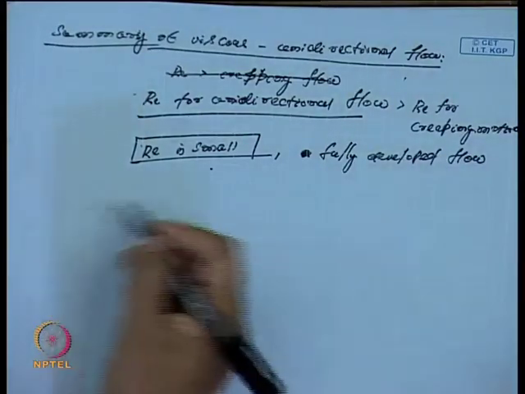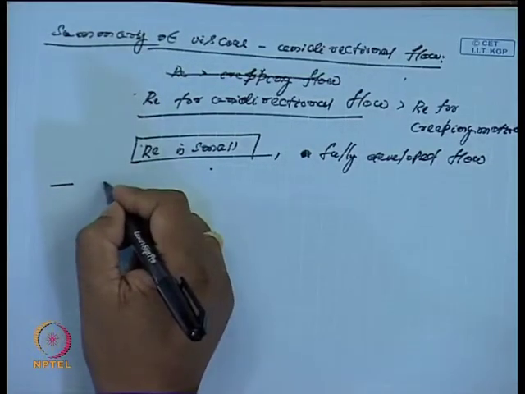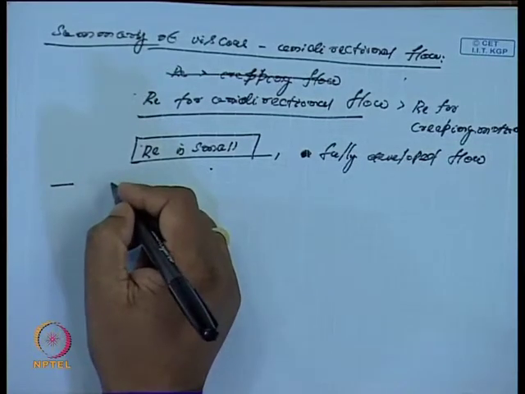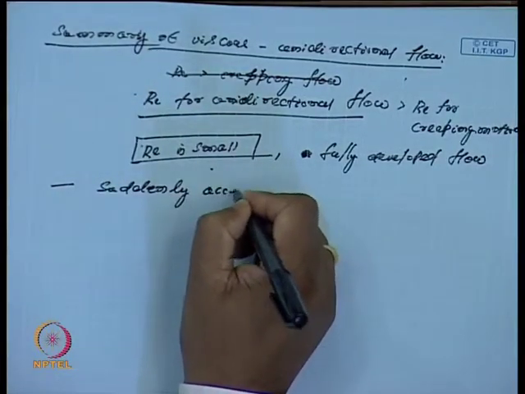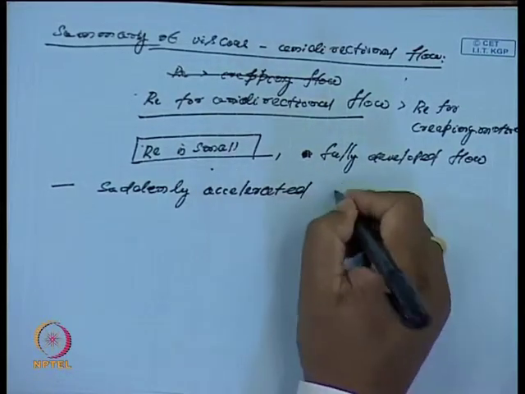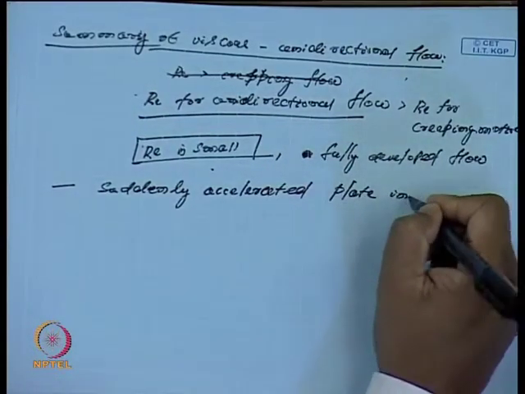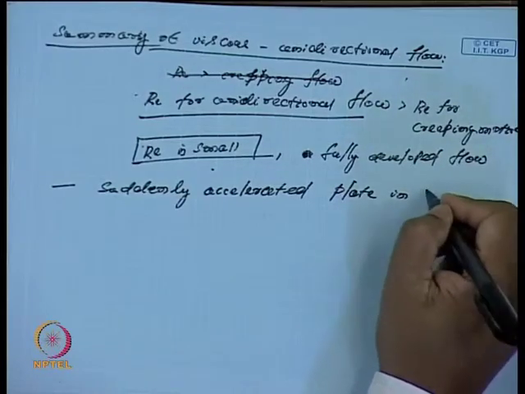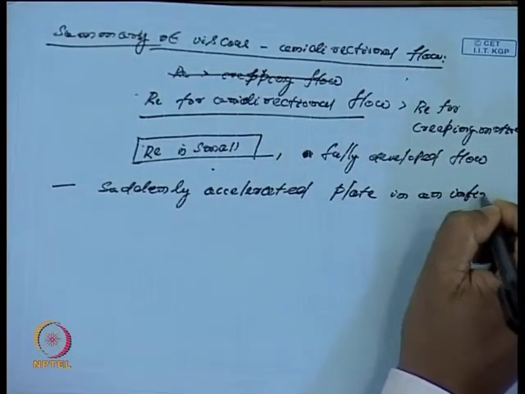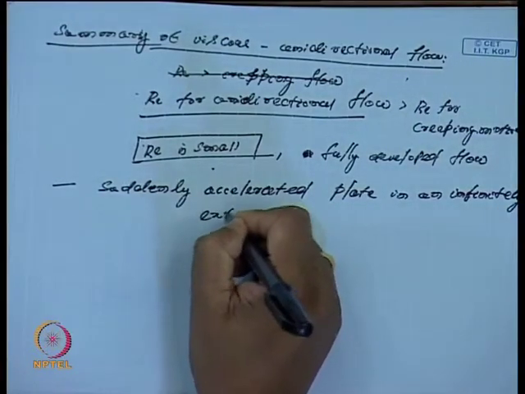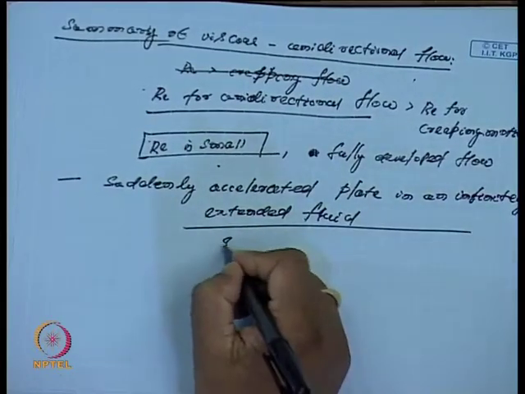We concentrated on two types of problem. The first type, when one wall is... first we talked about there are two cases: flow due to a suddenly accelerated plate, and particularly a suddenly accelerated plate in an infinitely extended fluid. And this problem is referred to as Stokes first problem.